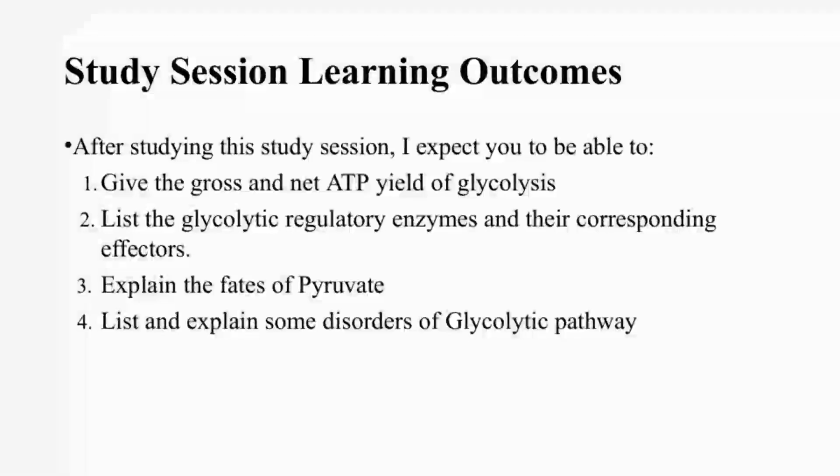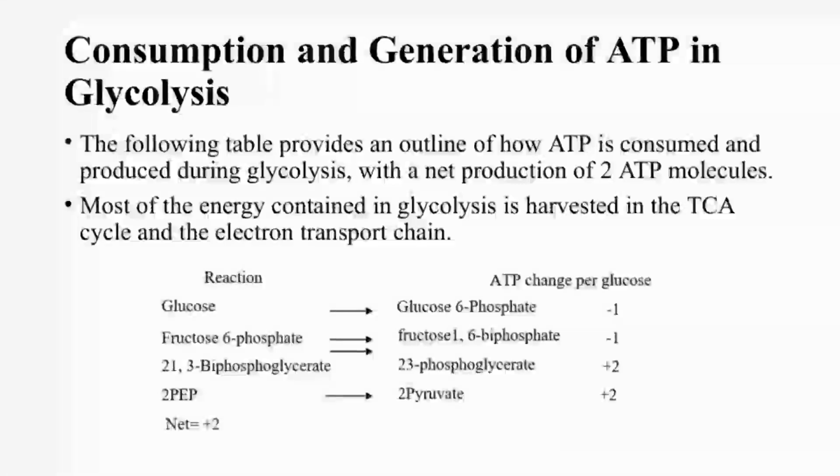Let's take a closer look at how ATP is both consumed and produced during glycolysis. As you can see in this table, the process results in a net gain of 2 ATP molecules. It's important to understand that while some ATP is used up early on, the overall process generates more energy than it consumes. Most of the energy we extract from glycolysis isn't stored there.